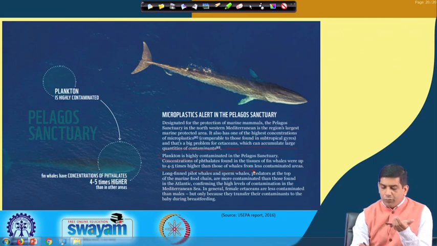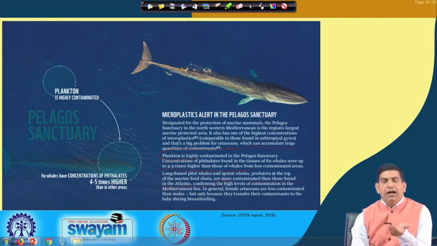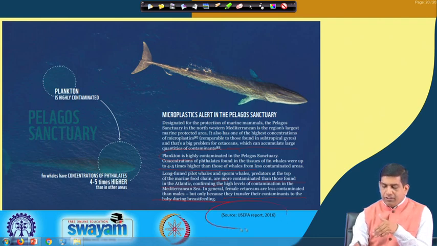Long-finned pilot whales and sperm whales, predators at the top of the marine food chain, are more contaminated than those found in the Atlantic, confirming the high levels of contamination in the Mediterranean Sea. In general, female cetaceans are less contaminated than males, but only because they transfer their contaminants to the baby during breastfeeding. So things are also going from females to the babies. This is as per a report by the US EPA in 2016.